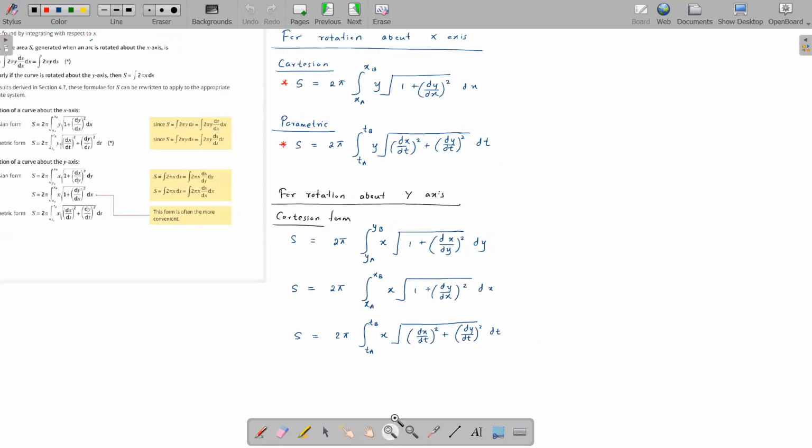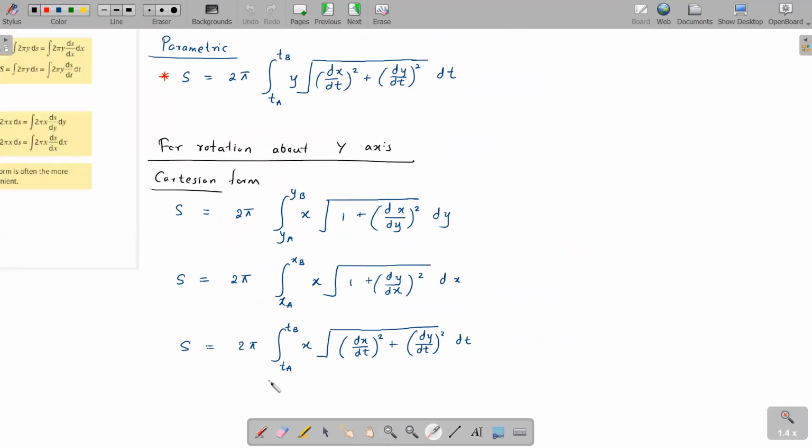When you do it with respect to y, there are three equations. We don't need the parametric one here. We need the two Cartesian ones: one with respect to y, the other with respect to x. The one with respect to y has y limits, the one with respect to x has x limits. Any one of the two is fine. If you use the first equation, you will have to find the y limit. I think we'll go with the second one because I already have dy by dx. Shall we go with the second one?